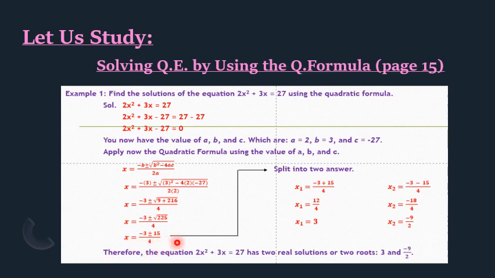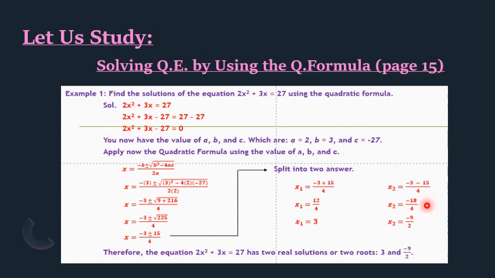I-separate ang plus ug ang minus. So mao na ni siya. So negative 3 plus 15 over 4. Diri negative 3 minus 15 over 4. Then negative 3 plus 15 is 12 over 4. 12 divided by 4 is 3. Then, karon negative 3 minus 15, negative 18 over 4.